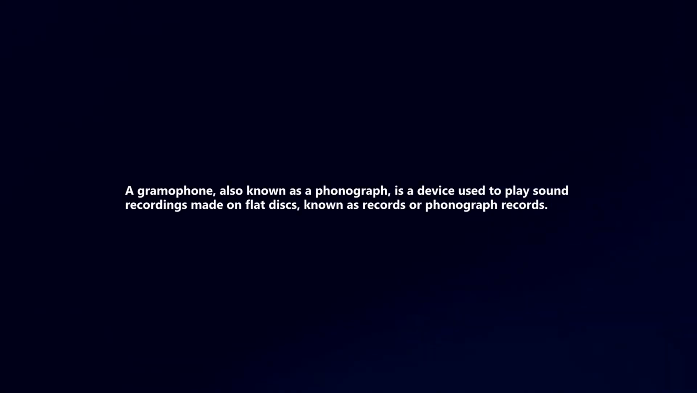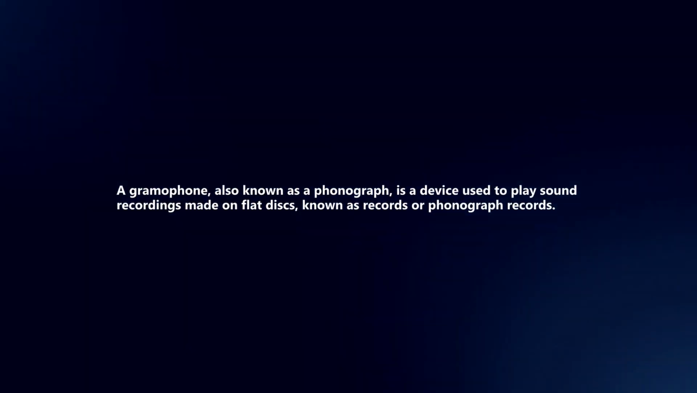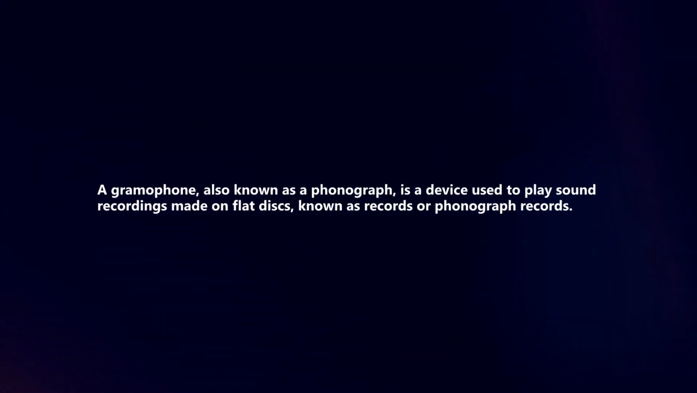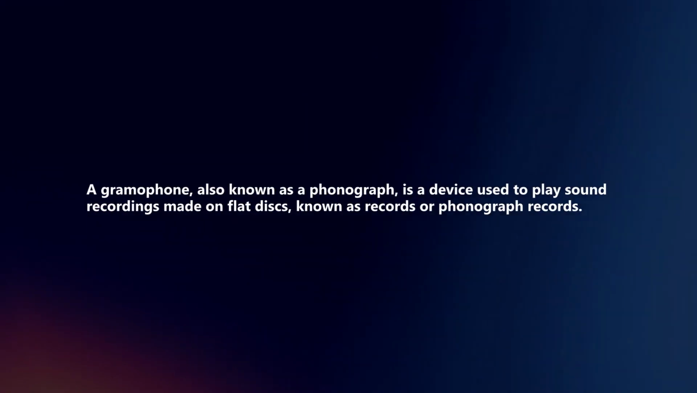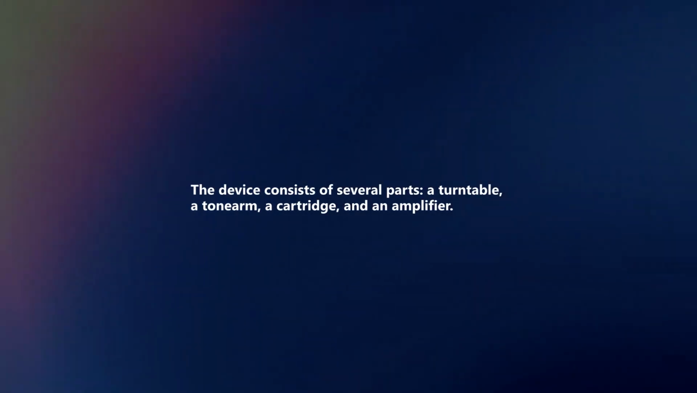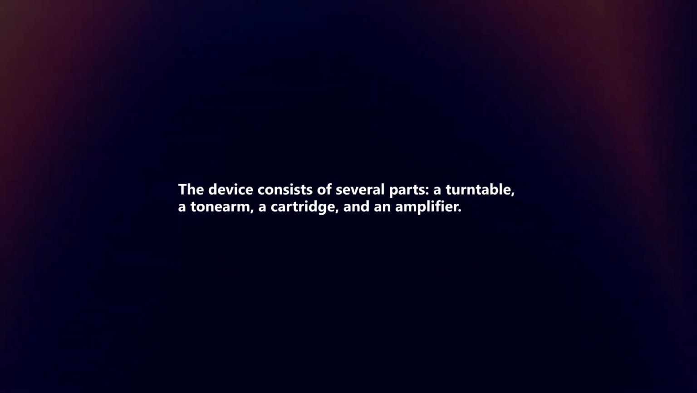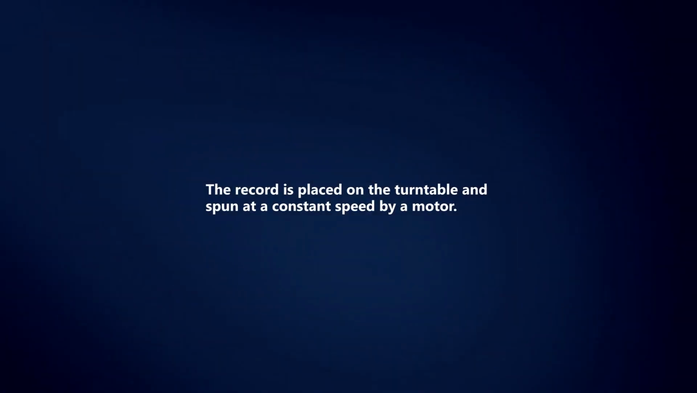A gramophone, also known as a phonograph, is a device used to play sound recordings made on flat discs, known as records or phonograph records. The device consists of several parts: a turntable, a tone arm, a cartridge, and an amplifier. The record is placed on the turntable and spun at a constant speed by a motor.